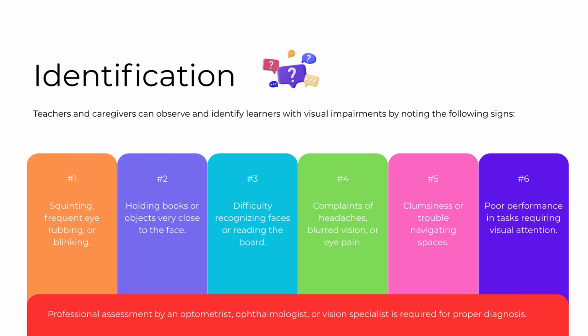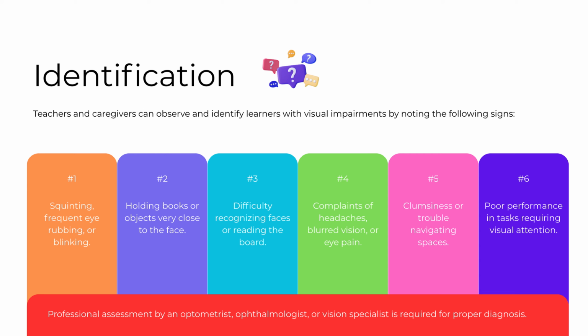So, teachers and caregivers can observe and identify learners with visual impairments by noting the following signs. The first sign is squinting, frequent eye rubbing, or blinking. These actions are physical responses that children use to try to cope with poor or blurry vision. The eyes may feel tired, strained, or uncomfortable, especially after trying to focus for a long time.